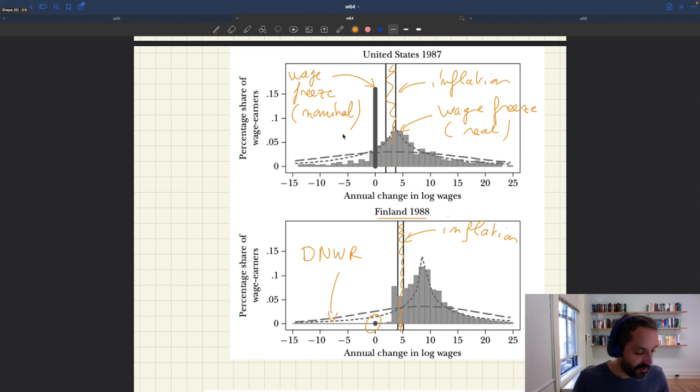Anyway, you can look at the paper. It's very nice. There's a lot of heterogeneity across countries.